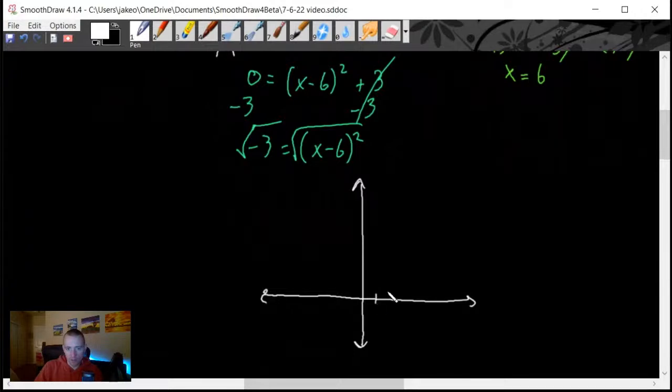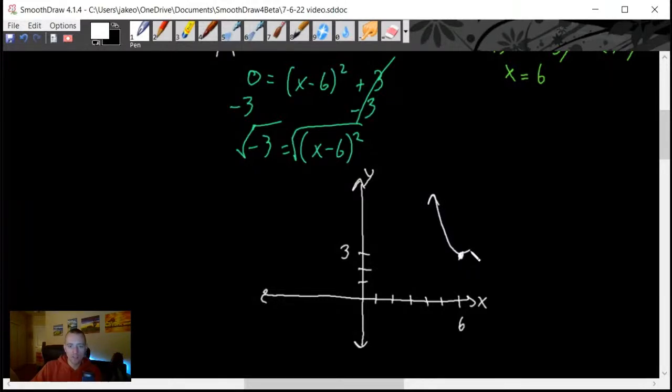Well, let's think about that, because our vertex at (6, 3), if this is x equals 6, this is y equals 3, our vertex being at (6, 3), so x equals positive 6, y equals positive 3, and then knowing that our parabola is generally going upward like this, it makes sense that there's no x-intercepts, right? Because the lowest point is the vertex. It's only going to go up from there. It's never going to intercept with the x-axis down here.